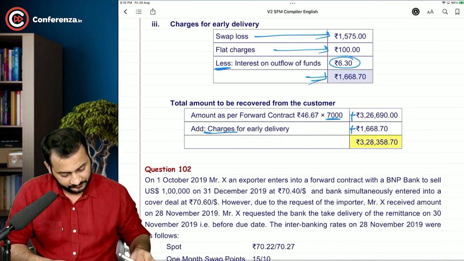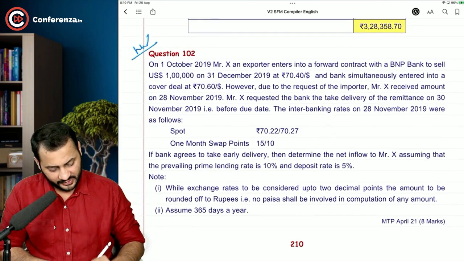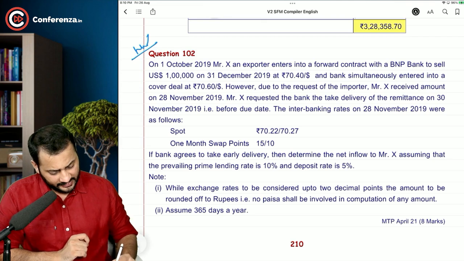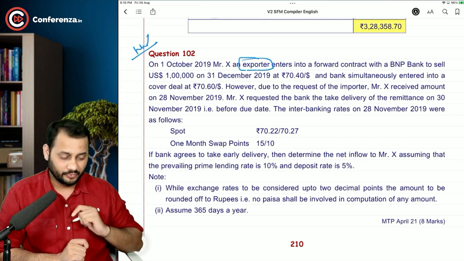Okay, sir. You will take this as homework. I will tell you why. Exactly similar to the previous one. In this case, the party is an exporter, not an importer. In the previous one, it was an importer.